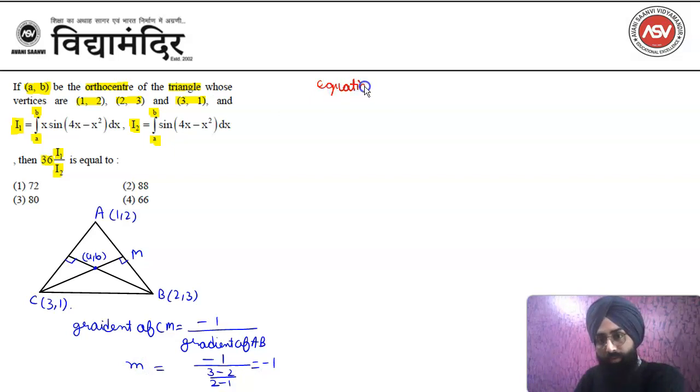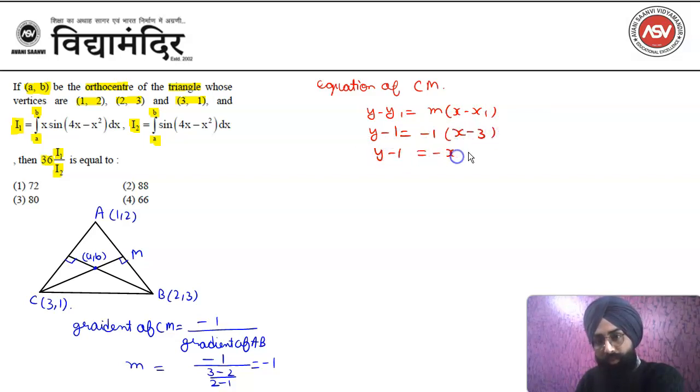Equation of CM will be y minus y1 equal to gradient times (x minus x1). So this becomes y minus 1 equal to minus 1 times (x minus 3). So y minus 1 equal to minus x plus 3. So this becomes x plus y equal to 4. So that's the equation of the altitude CM.